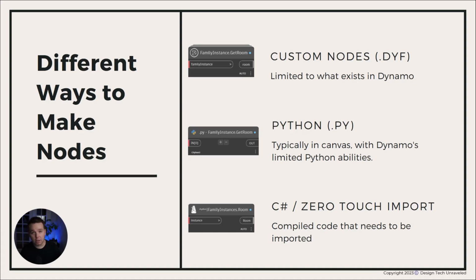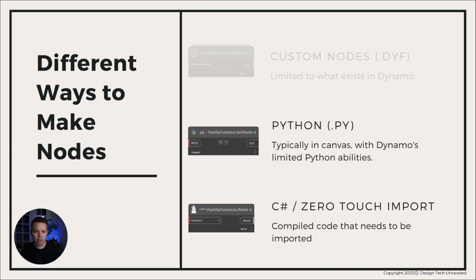Python is inherently open source. It's within the node, within the canvas of Dynamo, and it's just how it works right in Dynamo. The next way is a C# node or a zero-touch import node, and that's once again compiled code in a DLL that needs to be imported into the Dynamo environment, and that happens through a package publish action. So once you publish your package, it imports those DLLs for you.